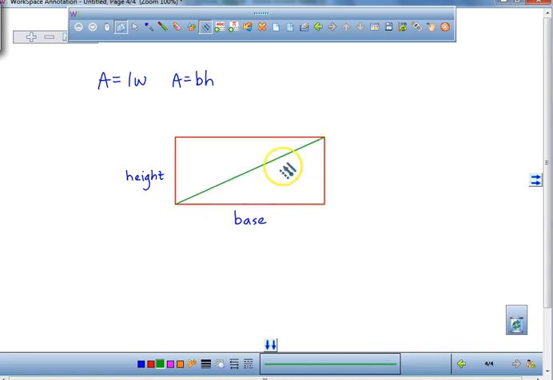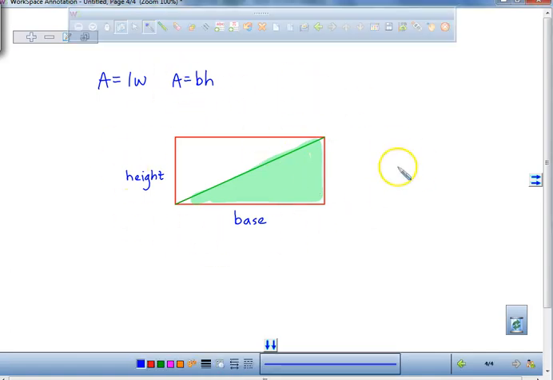What have I done to that area? I've cut it in half. Can you guys see right here that this piece, if all of it is a whole, would be considered half the base times the height? Okay? And that's how you get the formula for the area of a triangle.